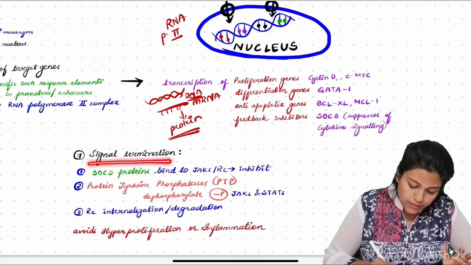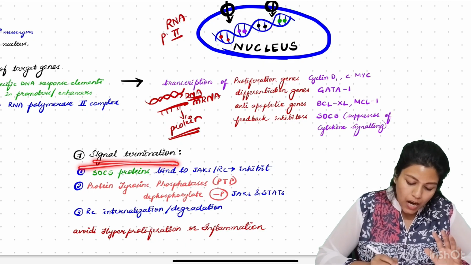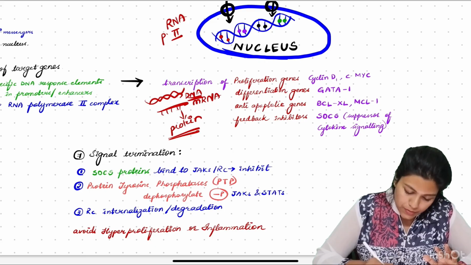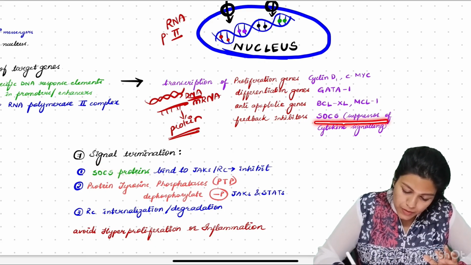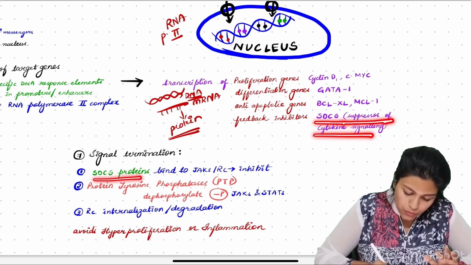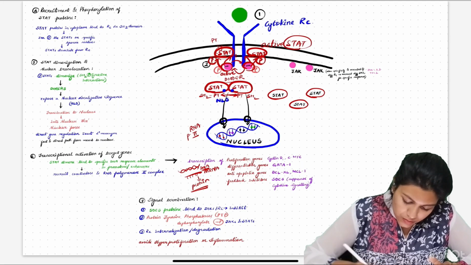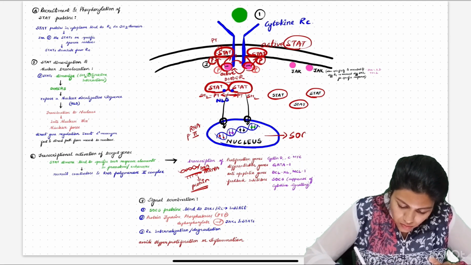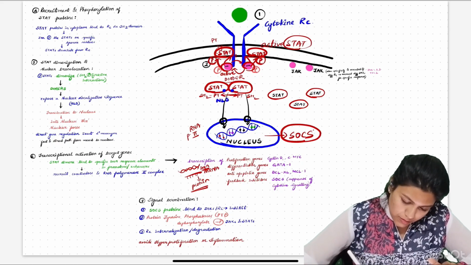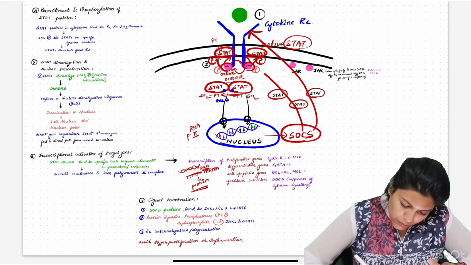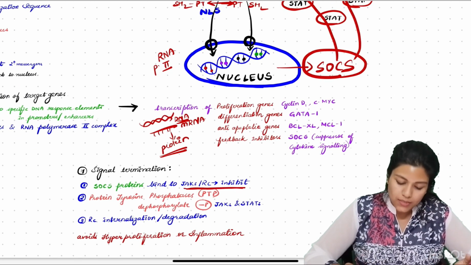Now this signal coming from the ligand through the receptor has to get terminated. How is it terminated? In step 6 itself, SOCS proteins, the suppressor of cytokine signaling, will bind to JAKs and the receptors. This SOCS produced here will bind to the receptor, or they'll bind to the JAK molecules themselves, and directly cause inhibition.